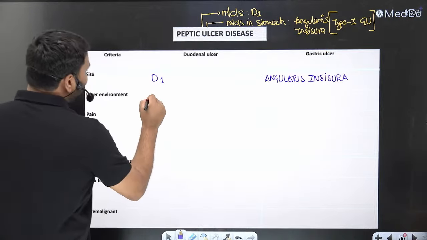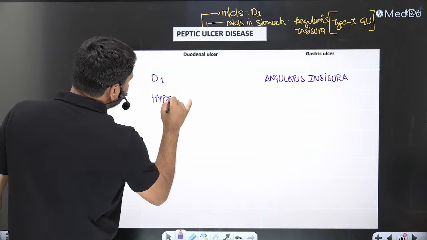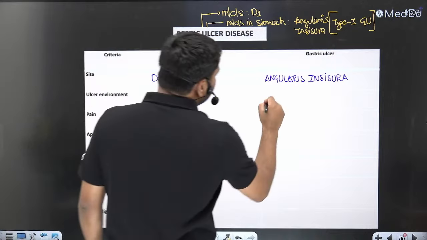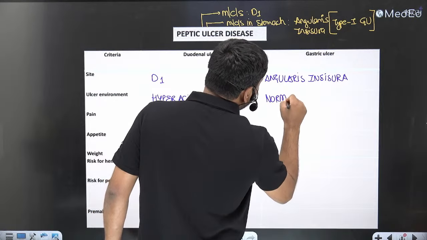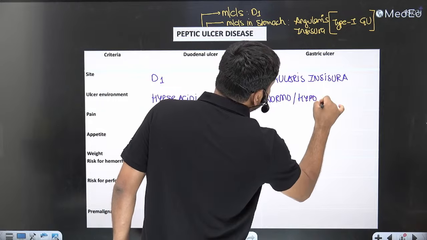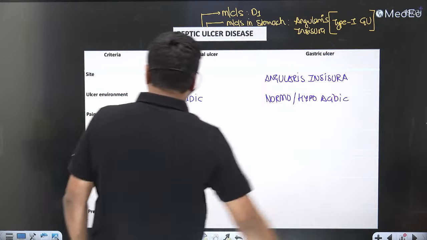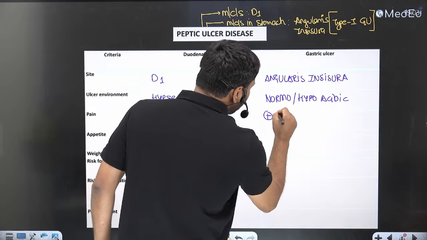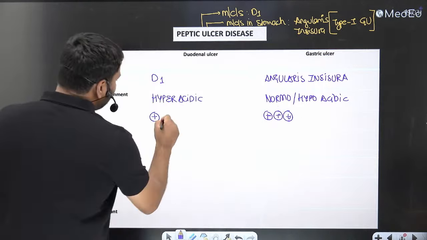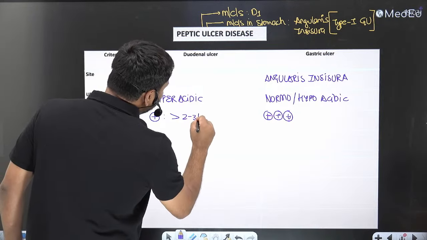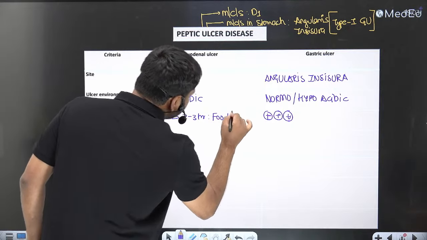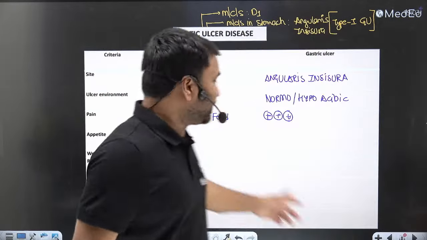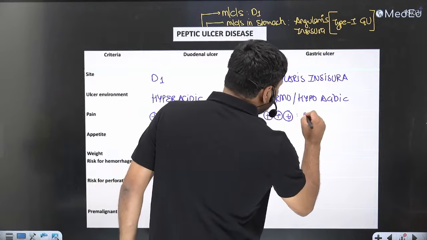What is the ulcer's environment? Because the duodenum is converting into gastric type of mucosa, it will be hyperacidic. Whereas gastric ulcer can either be formed in a normoacidic or hypoacidic environment, but never hyperacidic. The component of pain is present, but the intensity of pain is more in gastric ulcer. In duodenal ulcer, the pain is seen after 2 to 3 hours of consuming food, for a simple fact that the gastric emptying time is 2 to 3 hours. You eat, by the time it goes to the duodenum it takes 2 to 3 hours and it will be milder in form. Whereas here it is associated with food pain.